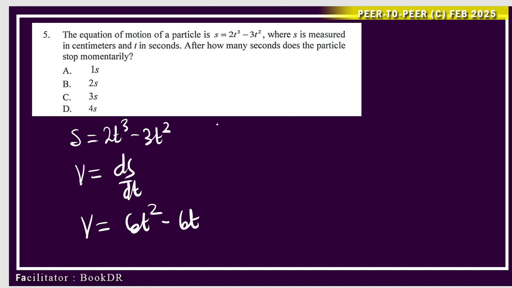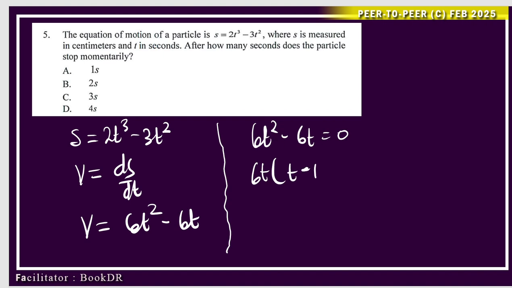When the object is momentarily at rest, v is equal to 0. So 6t squared minus 6t is equal to 0. Factorizing 6t out, we are going to have t minus 1 is equal to 0. This implies our t is either equal to 0 or equal to 1 second. So in this case, our correct answer is A.